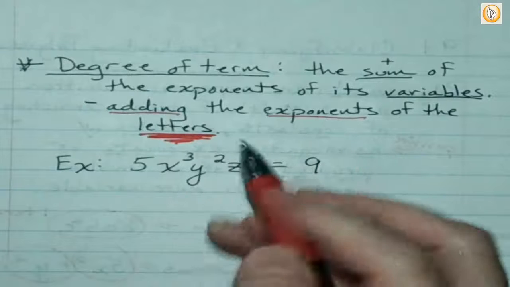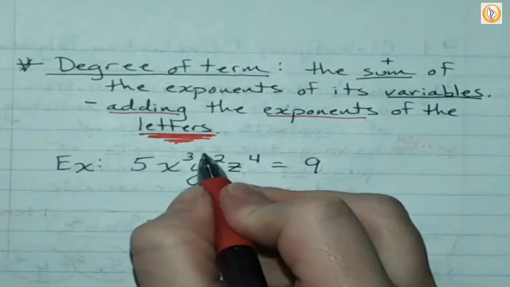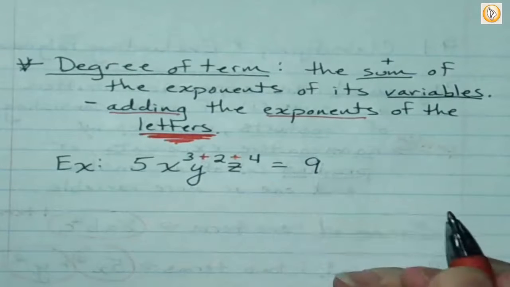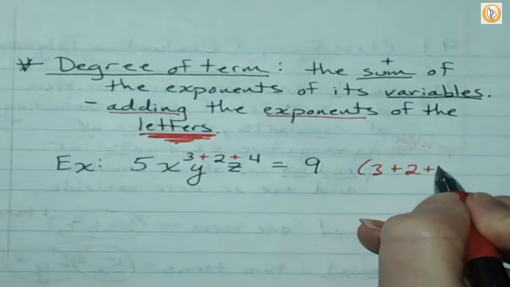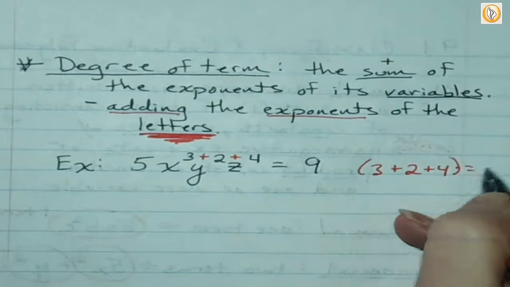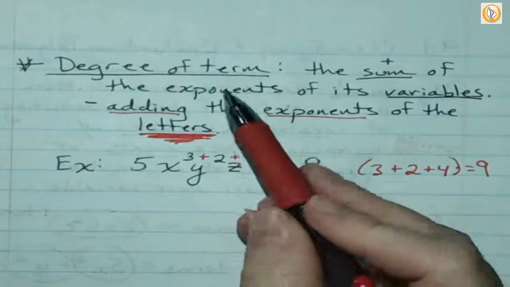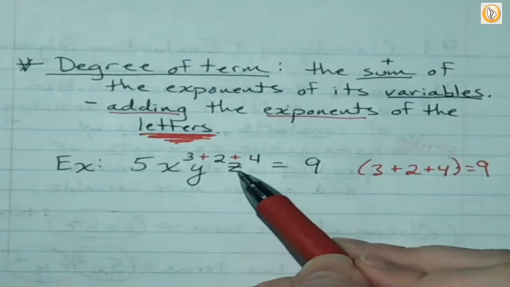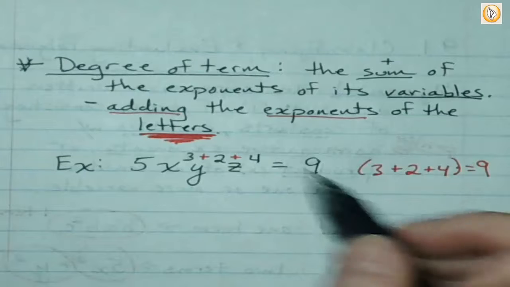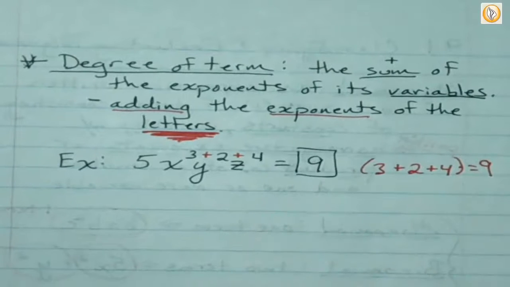Adding the exponents of the letters. So 3 plus 2 plus 4 equals 9. So you're adding the exponents of just the letters. There's your answer. That's pretty cool, right? That's not bad. That's using very little brain cells.